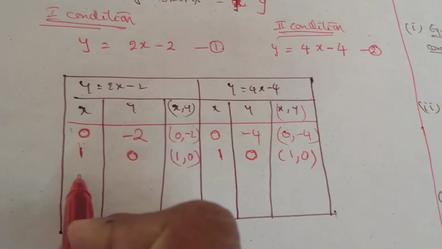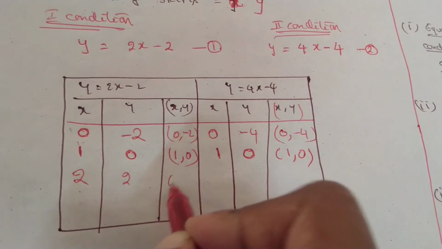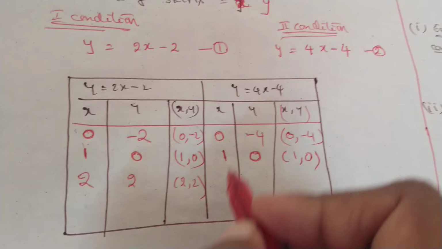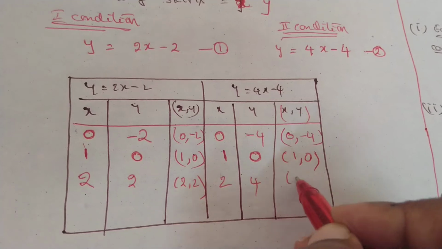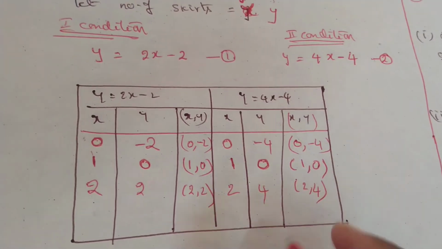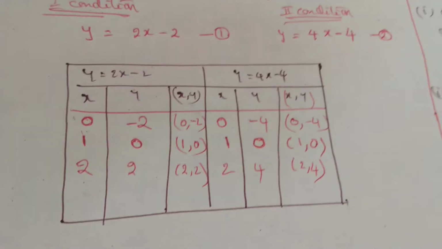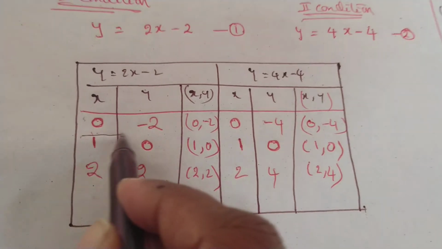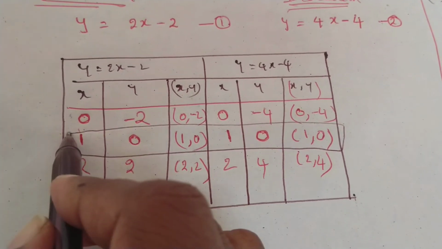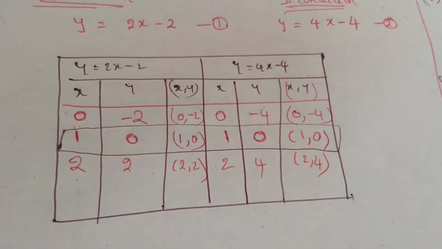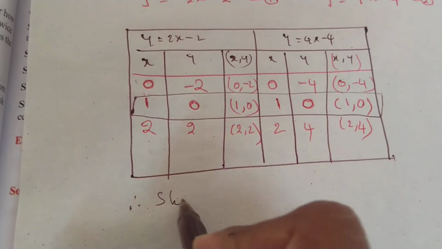Suppose for chance we take X is equal to 2. What will Y become? 4 minus 2 is 2, so it is 2 comma 2. For the second equation, with X equal to 2, 4 twos are 8, 8 minus 4 is 4, so it is 2 comma 4. If you look at the values we got, this particular condition, 1 comma 0, gives you the solution to the equations. Therefore, what is the answer? The number of pants is 1, so she purchased 1 pant.